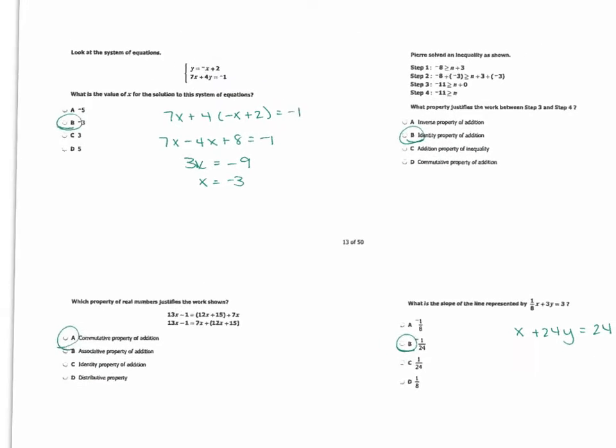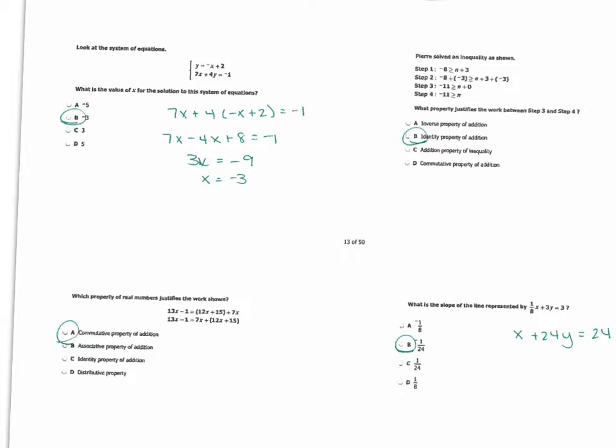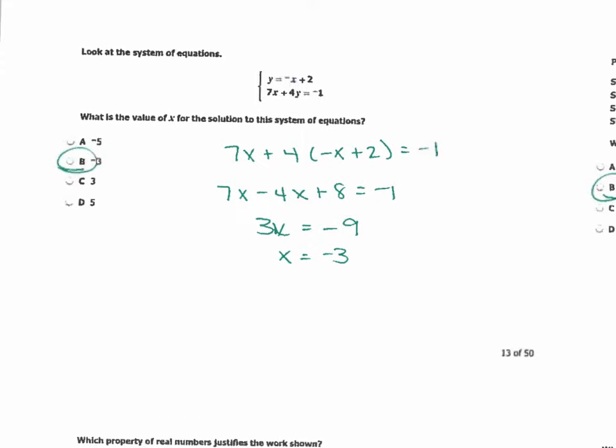Number 13, systems of equations. When you have 2 equations, you have to do either the substitution or elimination. This problem is smarter to do the substitution method because y is by itself. So every time I see a y in the second equation, I'm going to plug it in. So 7x plus 4, I see a y. So negative x plus 2 gets plugged in, equals negative 1.